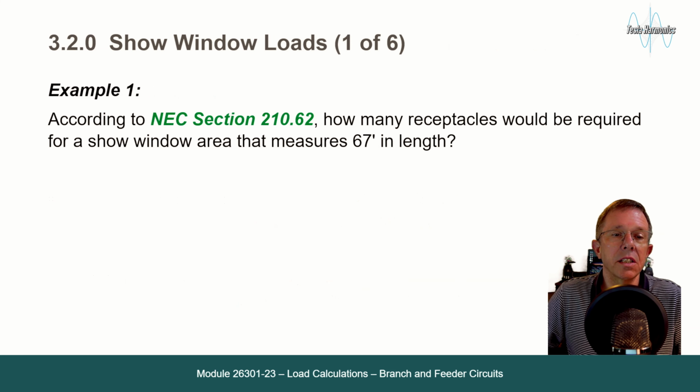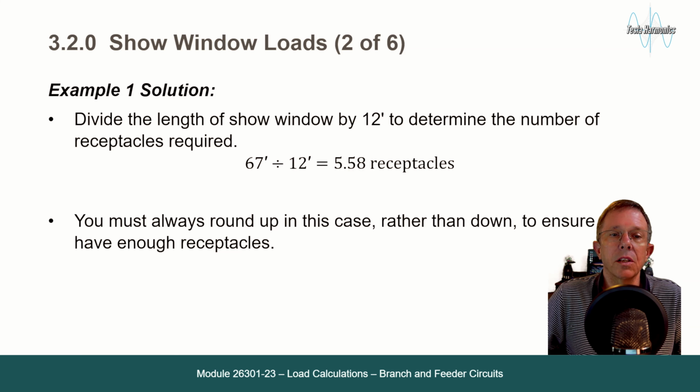According to NEC Section 210.62, how many receptacles would be required for a show window area that measures 67 foot in length? Divide the length of the show window by 12 foot to determine the number of receptacles required. 67 foot divided by 12 foot equals 5.58 receptacles. You must always round up in this case rather than round down to ensure that you have enough receptacles.